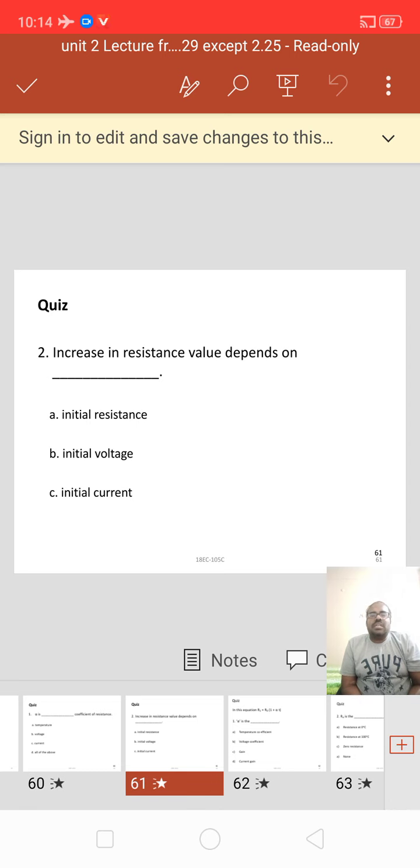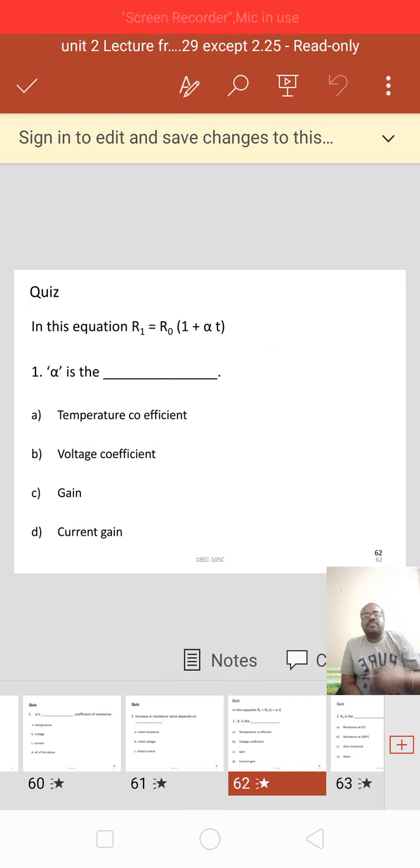Next, another question. Increase in resistance value depends upon the A initial resistance, B initial current, C initial voltage. For this particular answer, we have increase in resistance value depends upon the initial voltage of the substance, that is B is the answer.